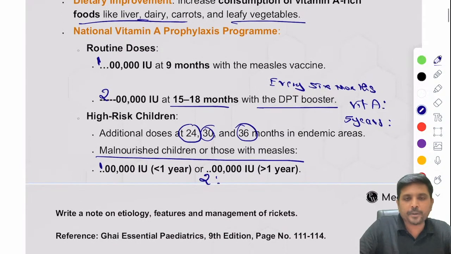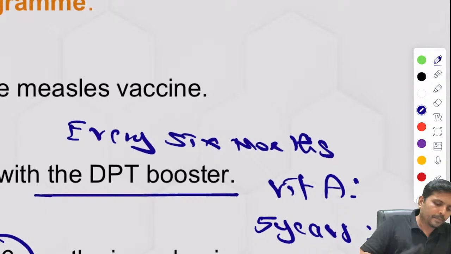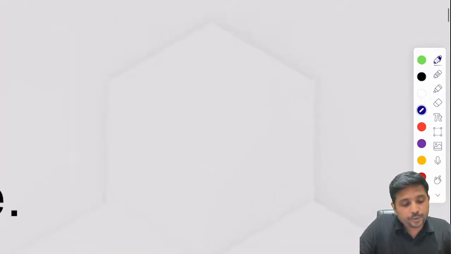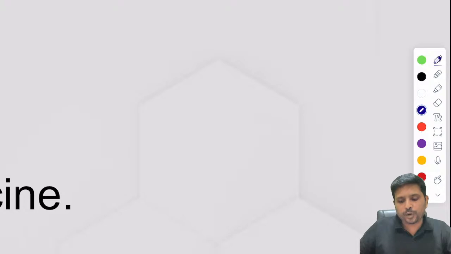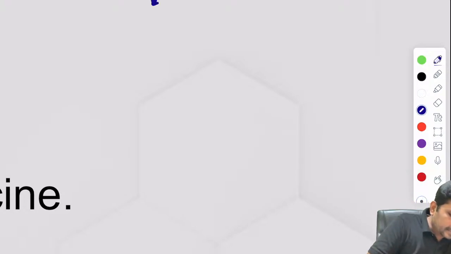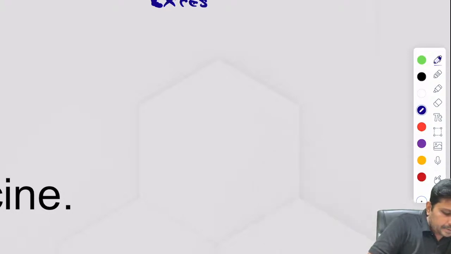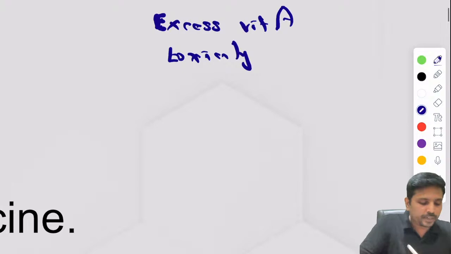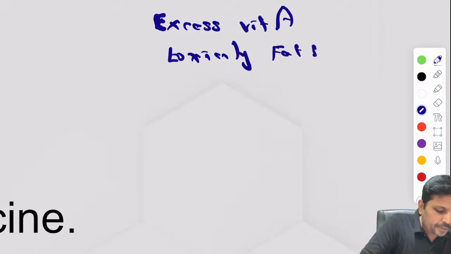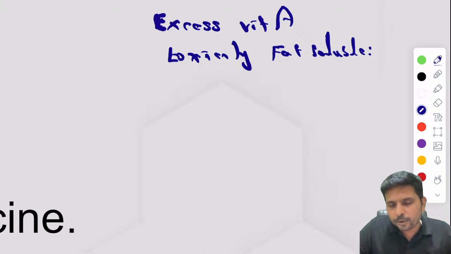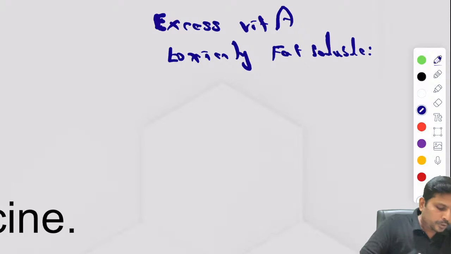Apart from that, some other points that you need to know. Excess vitamin A can lead to toxicity, because all of you know that it is a fat soluble vitamin. Anything that is fat soluble will stay in the body for a longer period of time. So excess vitamin A can lead to acute and chronic toxicity.